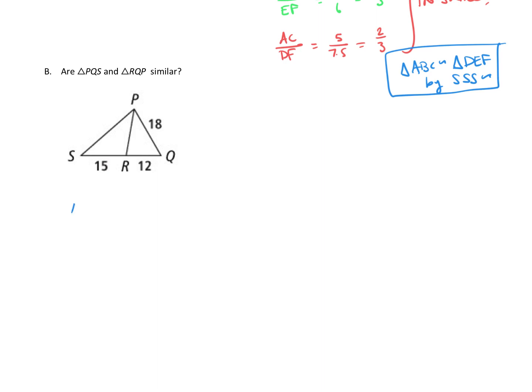Triangle PQS. Let's draw that triangle on its own. Here's the P, Q, and S. And we're just going to copy down our side lengths. We can see that PQ is 18, and RS is 15 and 12. So if we just add those together, we're going to get 27.